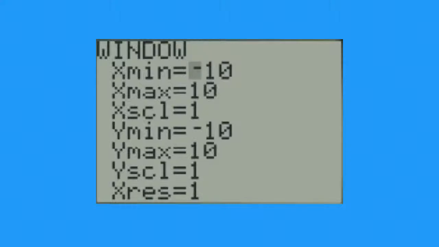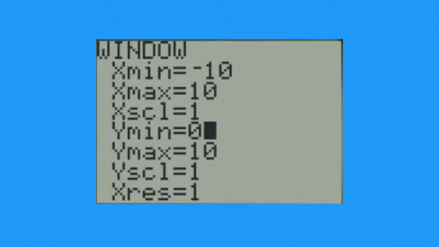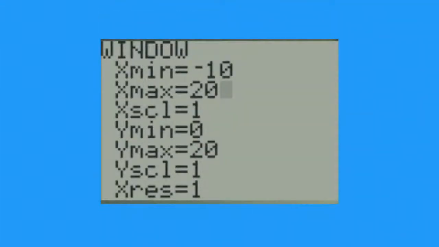Take a moment and note all the features of the window key, the X-min and the X-max, the Y-min and the Y-max. We will be specifically adjusting the Y values. Knowing that absolute values only produce positive numbers, there's no need to have a negative Y value. I will also increase the Y max value to 20. Once we press graph and I see this, I'm not terribly pleased with my X choices. I'm going to increase my X max. I will simply double my X max and then press graph again.